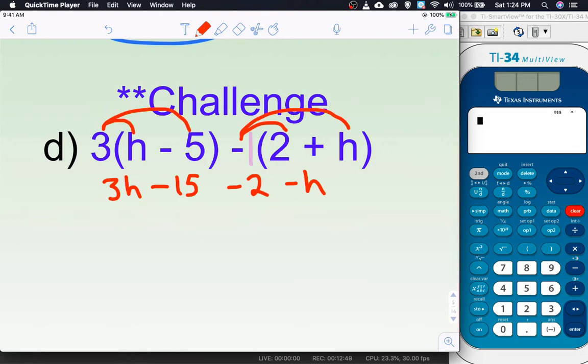I have some like terms, a 3h and a minus h. I can bring those together. And that is just 3h minus 1h. There is only 1 here. If you ever have a variable without a number in front, it means there's 1. So 3 minus 1 is 2h.